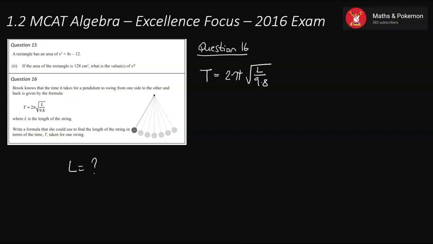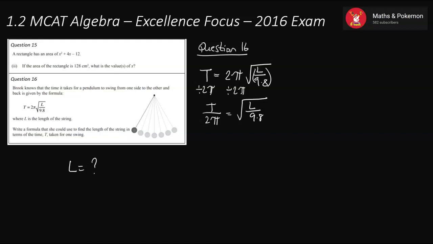So the first thing to note, I suppose, is that L is locked away in invisible brackets inside that square root. So I need to get rid of that square root. I can't get to the 9.8 or the L yet. So let's start by getting rid of the 2 pi. That 2 pi is multiplication, and I can really easily get rid of multiplication by just doing some division. So that means T over 2 pi will be equal to the square root of L over 9.8.